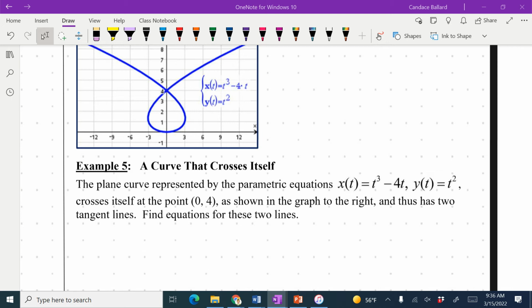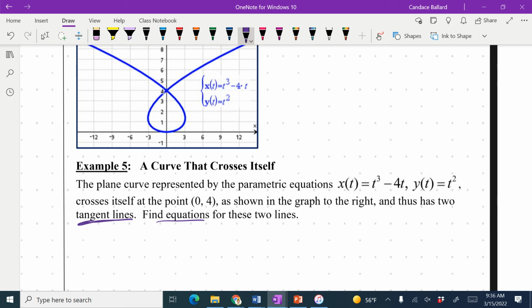Okay, so what are we supposed to be doing here? Find equations, and it's kind of hidden, right? It says find equations for these two lines. Well, we're looking for tangent lines. They're two tangent lines. So this time is going to be an example where we've got two of these things going on.